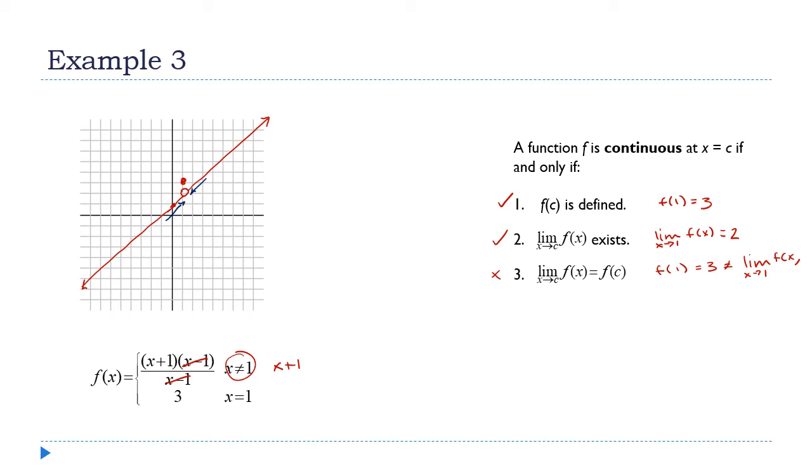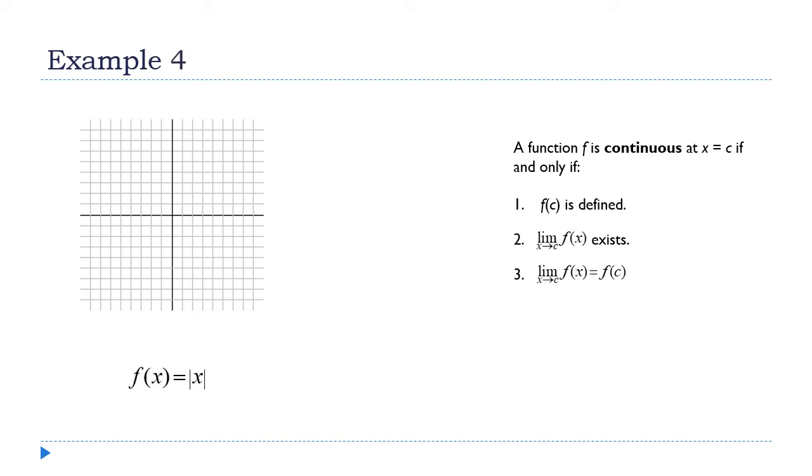Let me write it. f of x is discontinuous at x equals 1 because the limit of f of x as x approaches 1 does not equal f of 1. That's the language I would use. Notice how I'm explicitly referencing which of my 3 criteria was not satisfied by the function.